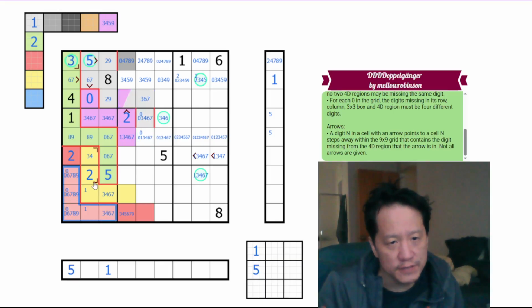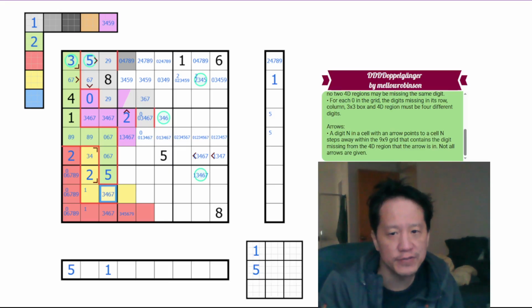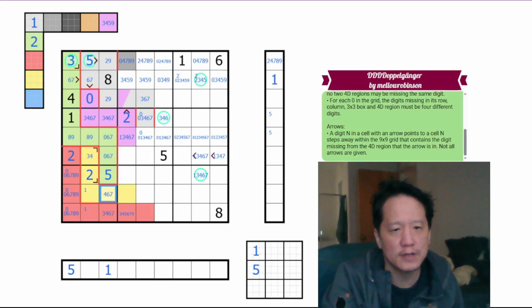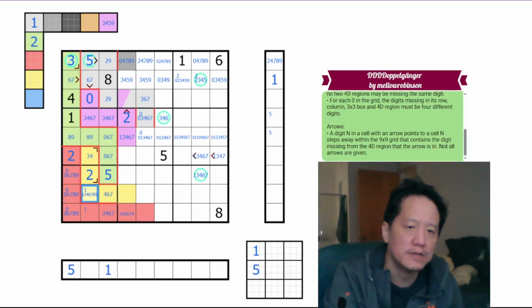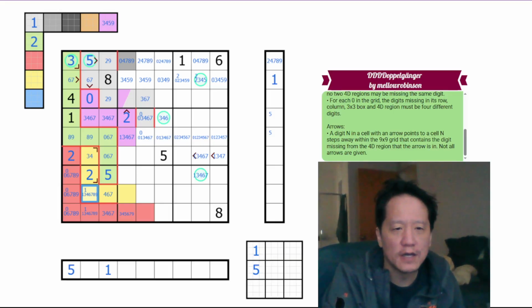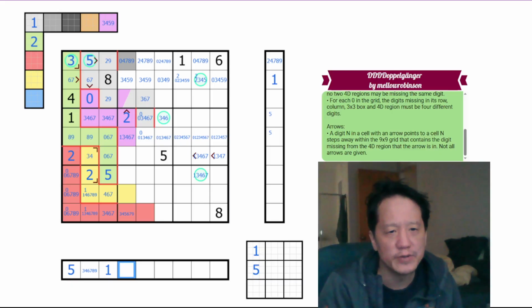This orange cannot contain 5. This yellow cannot contain 3 in box 7, so that can't be 3. Remaining digits in column 2, we have 1, 3, 4, 6, 7, 8, 9. And this can't be 3 again because of 3 in the column. We're missing either 1, 3, 4, 6. Can't be missing 1. 3, 4, 6, 7, 8, 9. So that means we're missing 3, 4, 6, 7, 8, and 9 there.